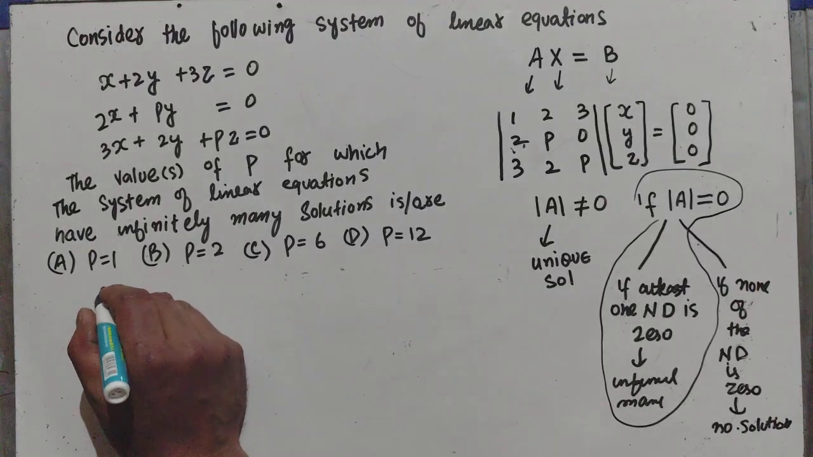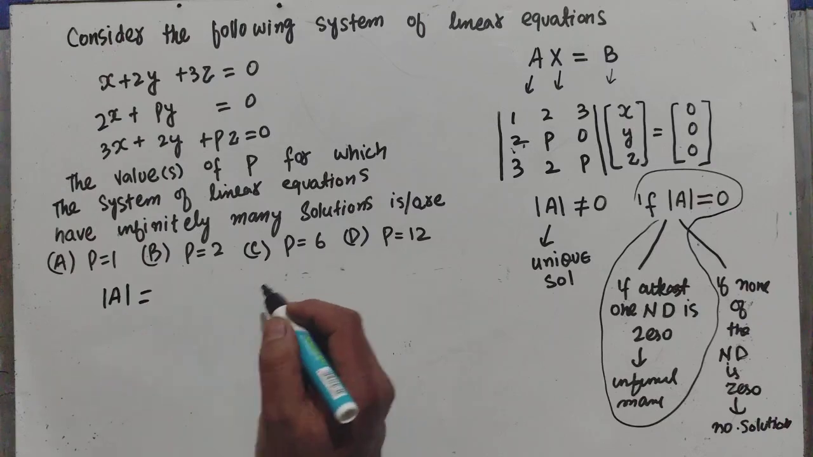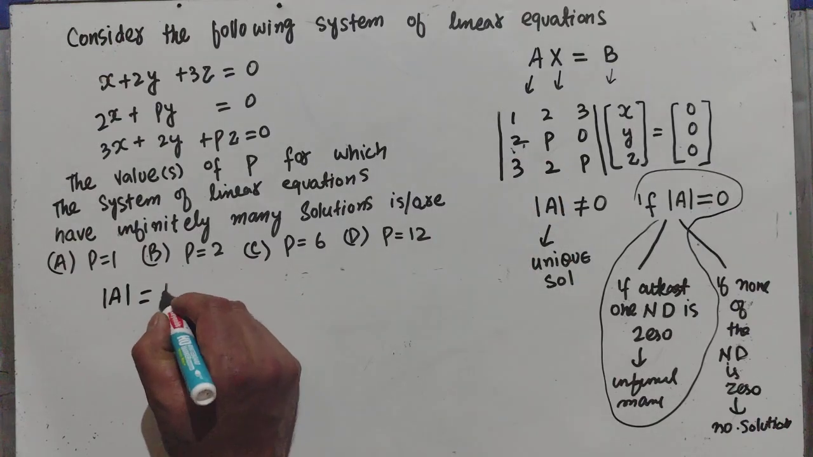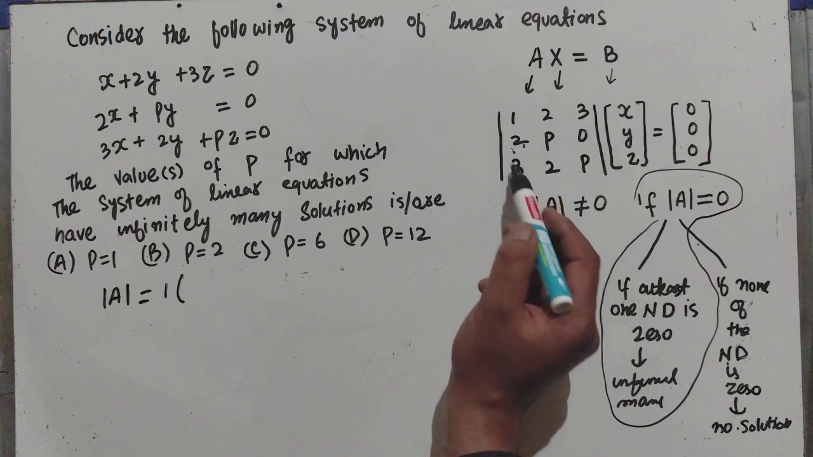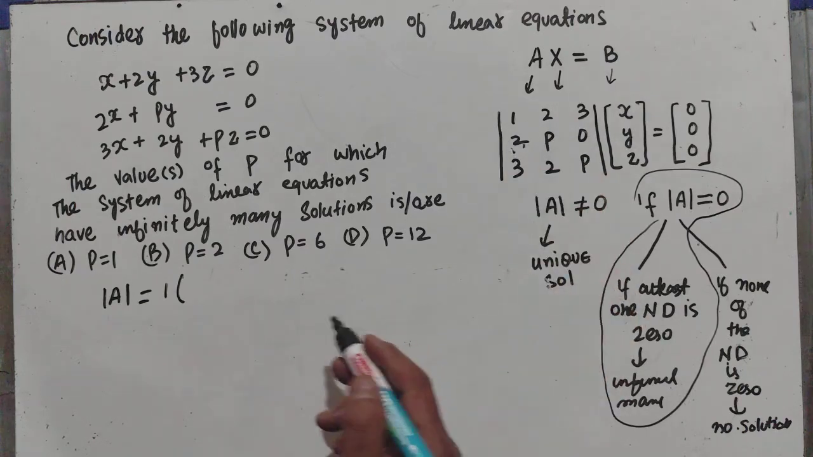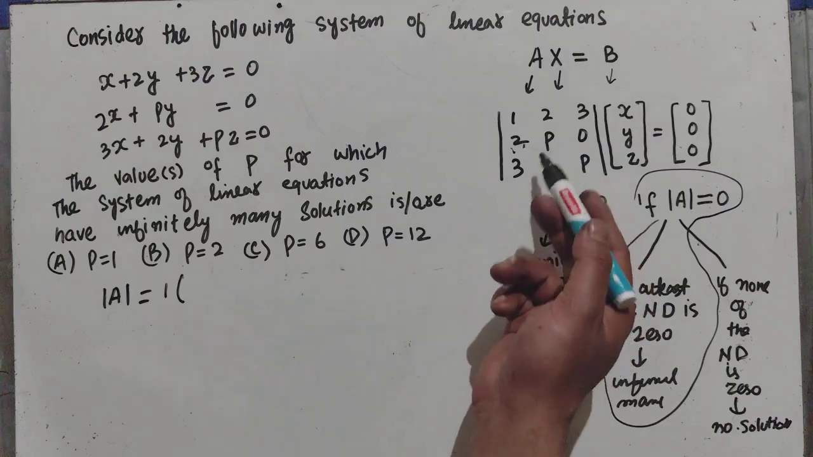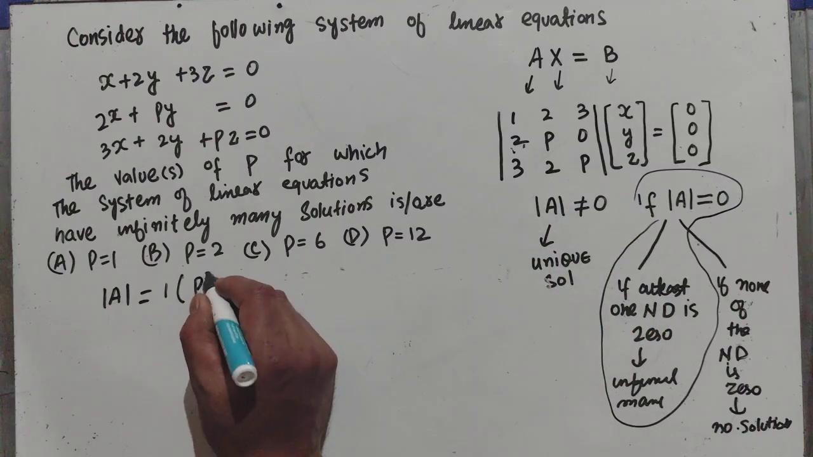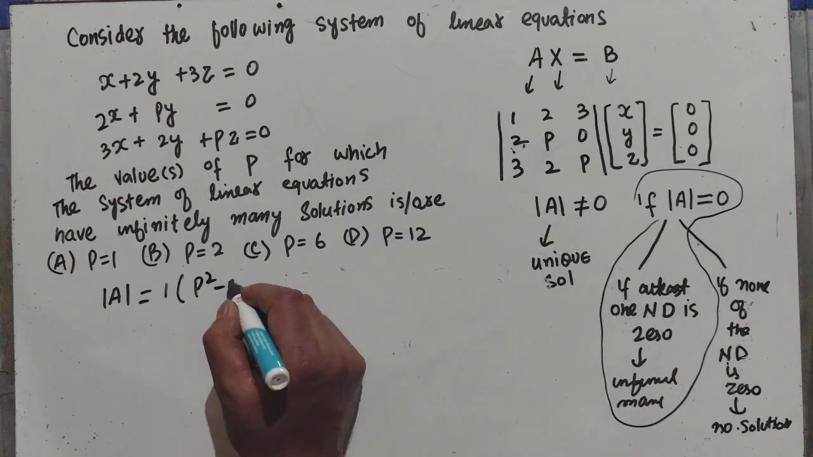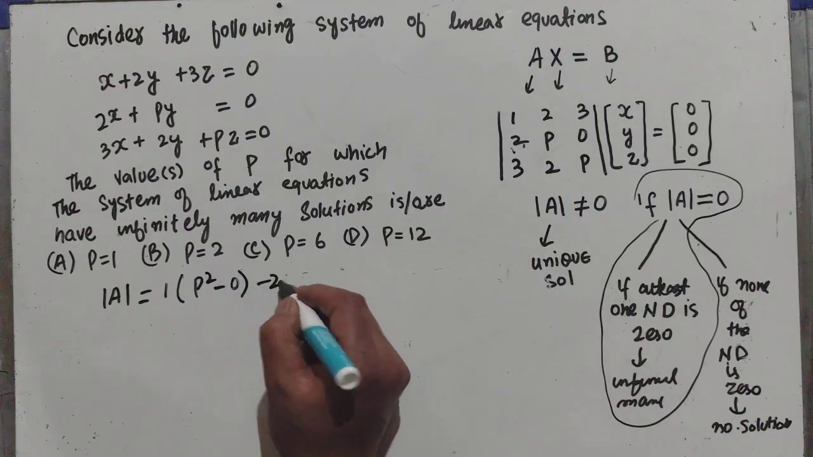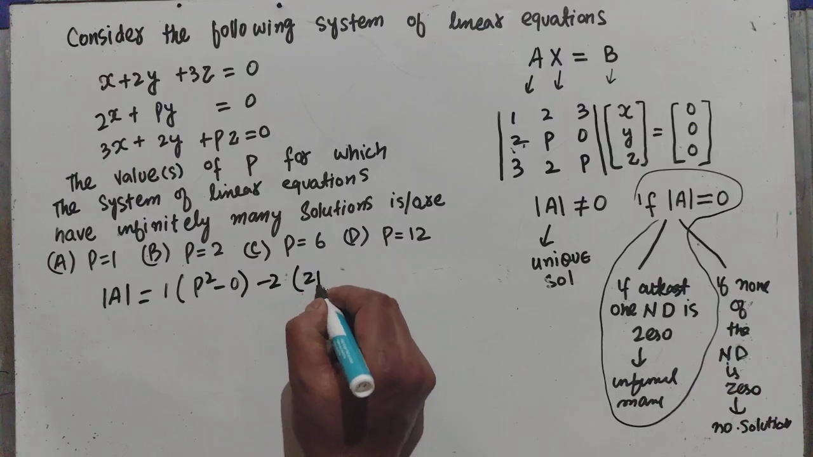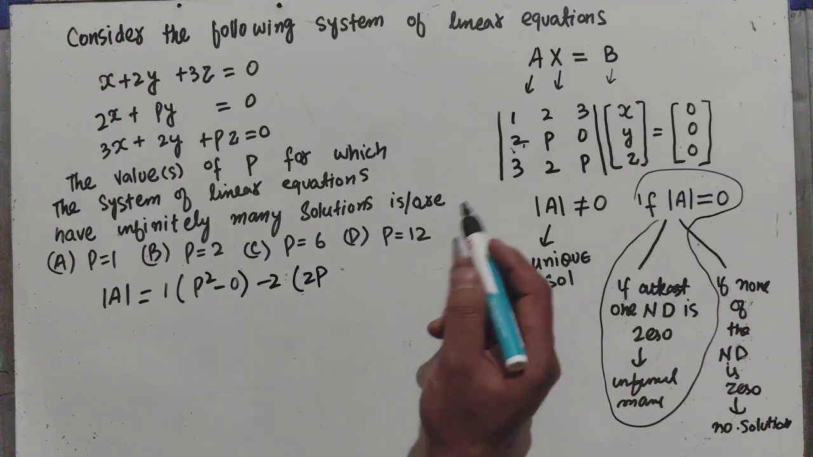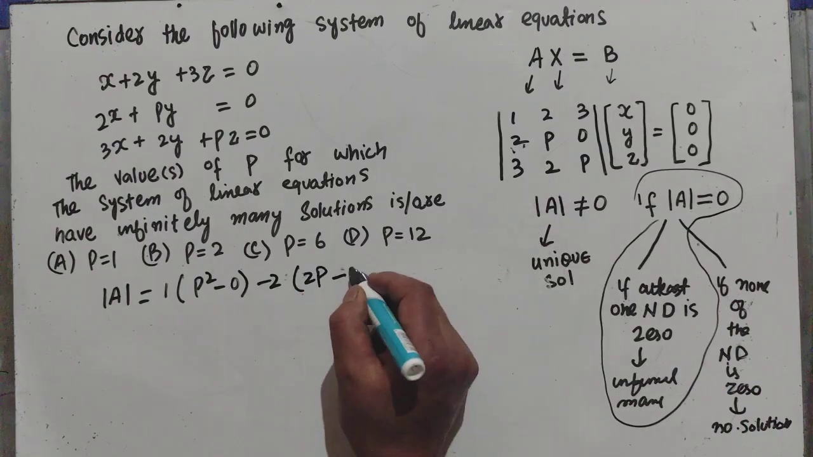So the determinant will be equal to, so we write the first term, then we multiply. So delete this row and column. So the determinant of this matrix: it is p square minus 2 into 0 is 0. Then we have minus 2. We delete the row and the column. So 2 into p is 2p, minus 3 into 0 is 0.